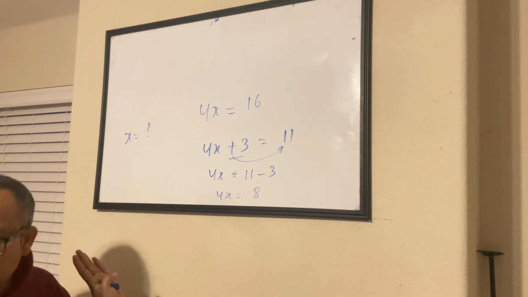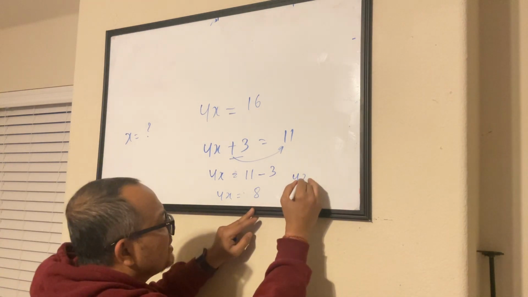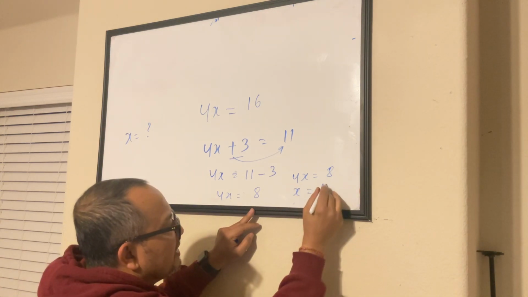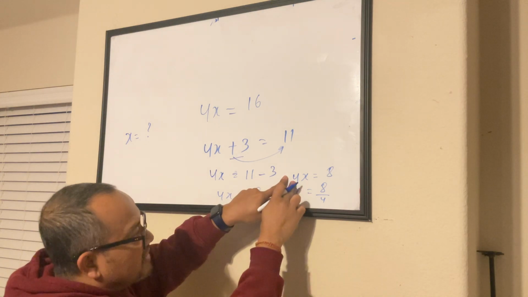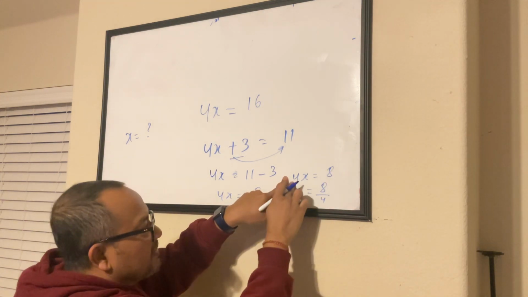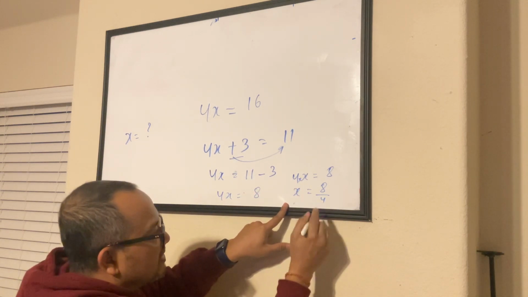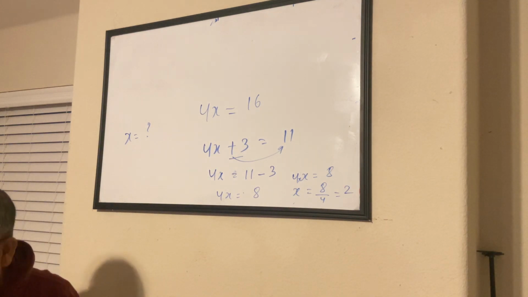This part is clear? So 4x equals 8, so x equals 8 divided by 4. Like I said, whatever the sign is here, it becomes the opposite. Plus becomes minus, minus becomes plus, multiplication becomes division. Here it is 4 times x, so it will become division. So 8 divided by 4, that is how you get x equals 2. Clear?